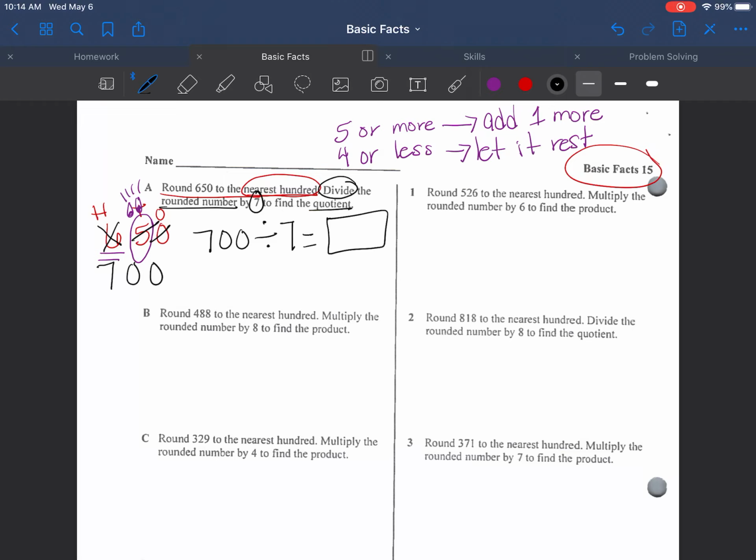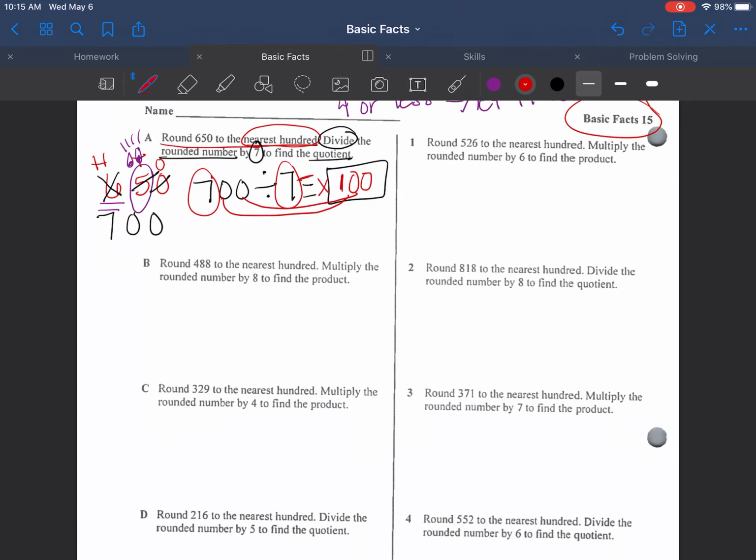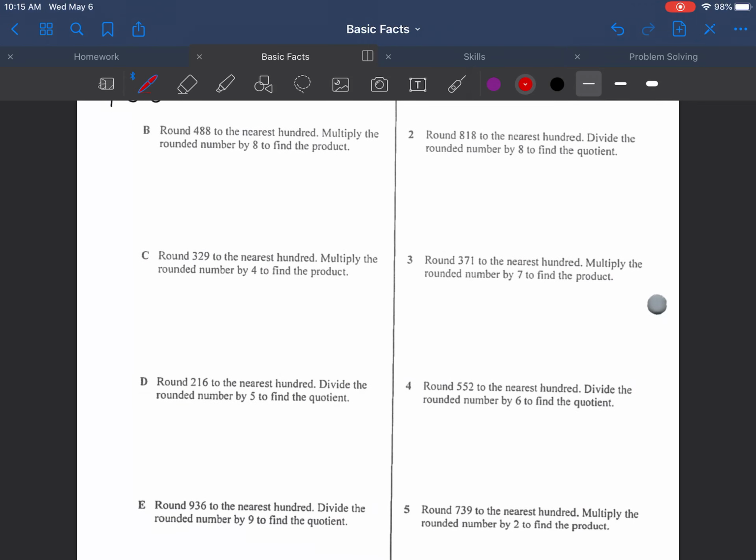Second part says divide the rounded number, so 700, divide by 7 to find the quotient. This one's easy because there's zeros. 7 divided by 7. 7 times what gives me 7? That would be 1. Remember, the zeros did not get married because this one doesn't have any zeros, so they stay in my quotient.